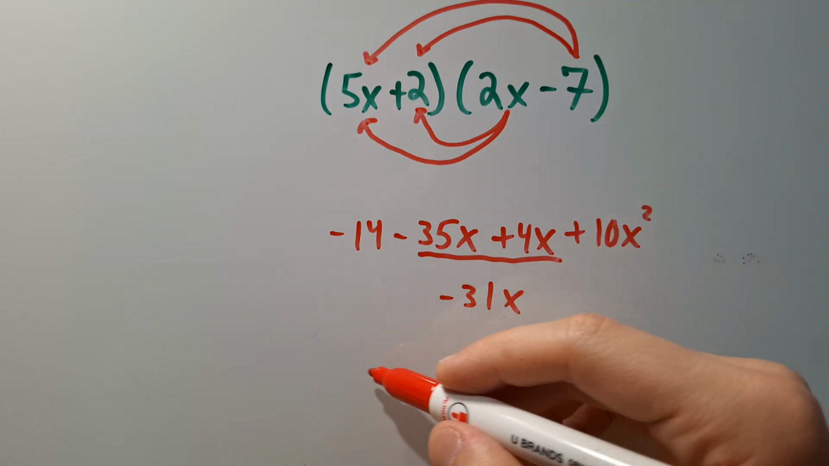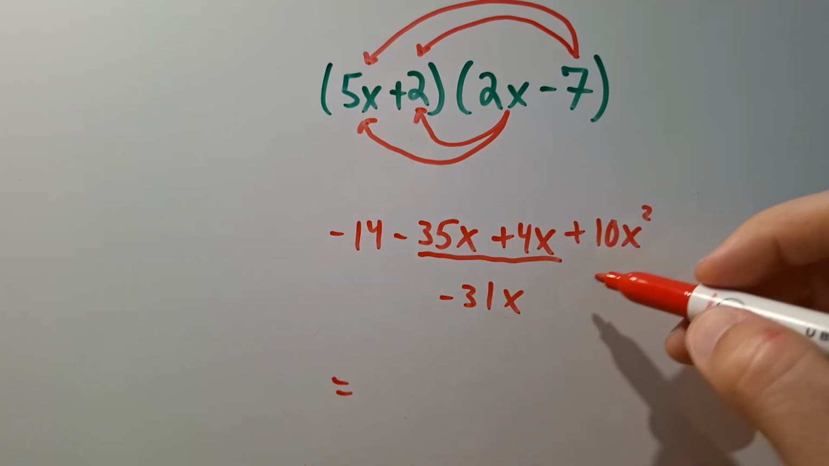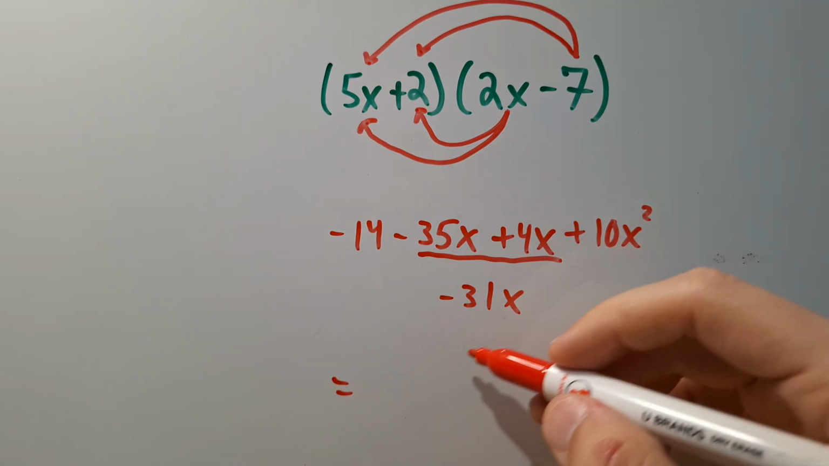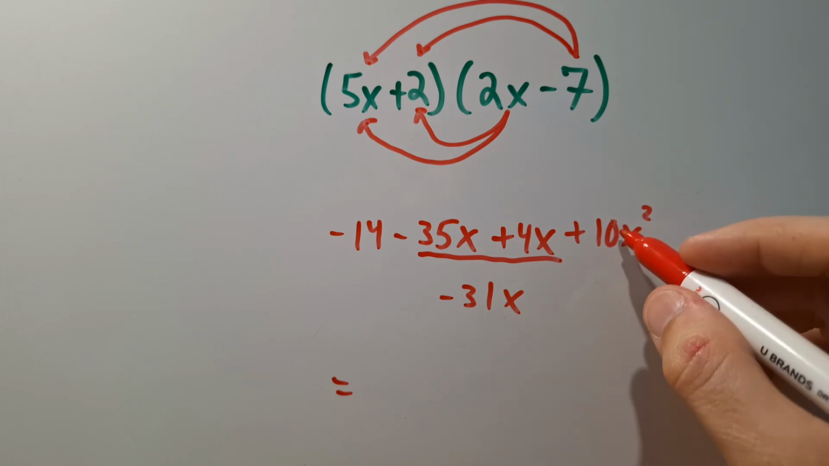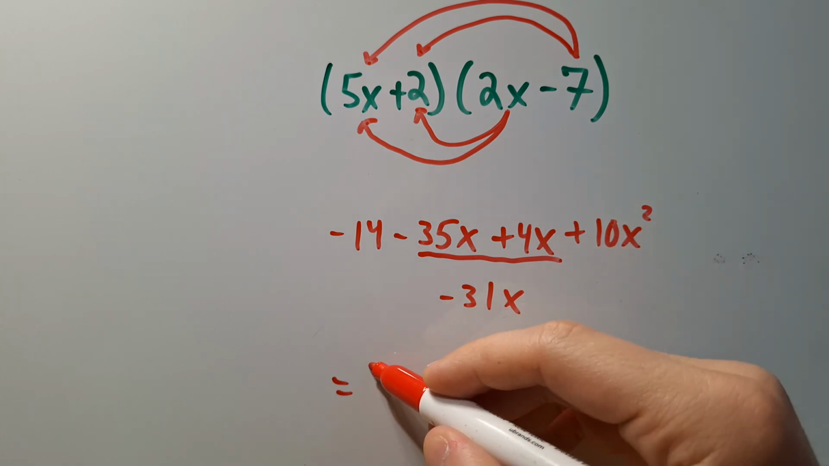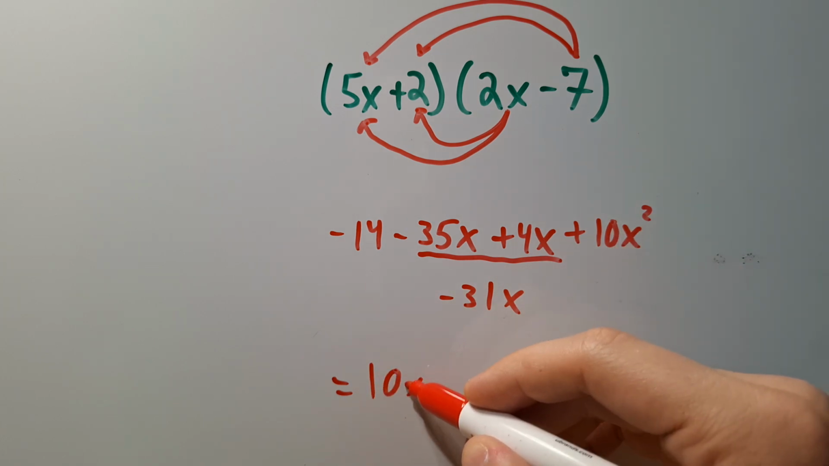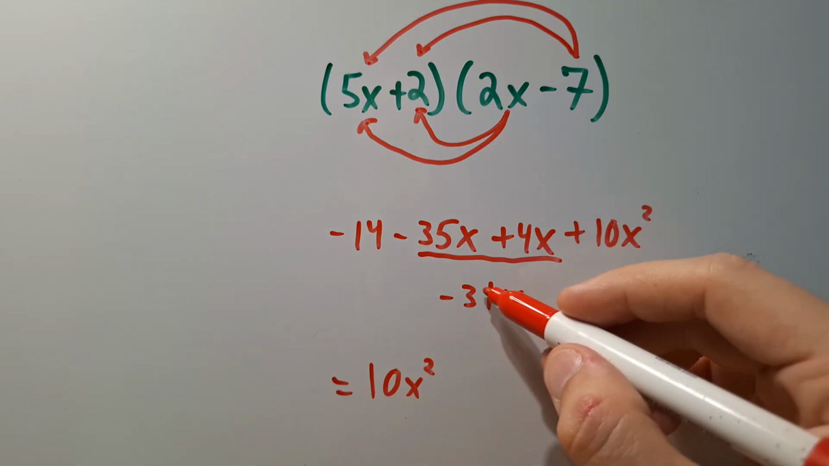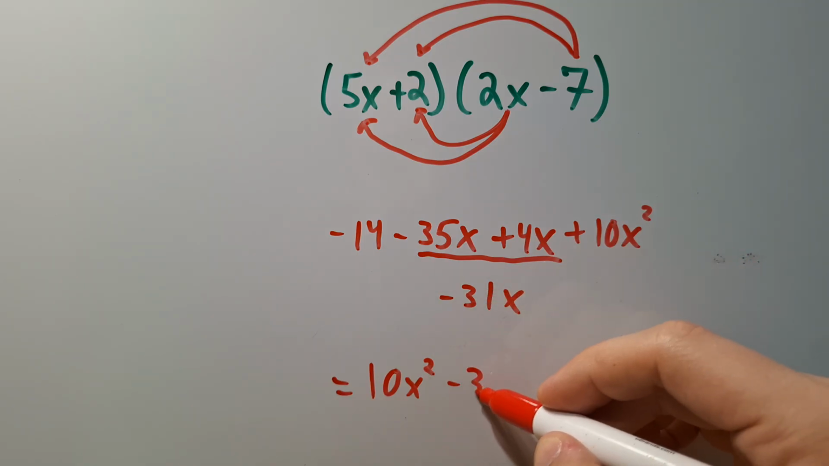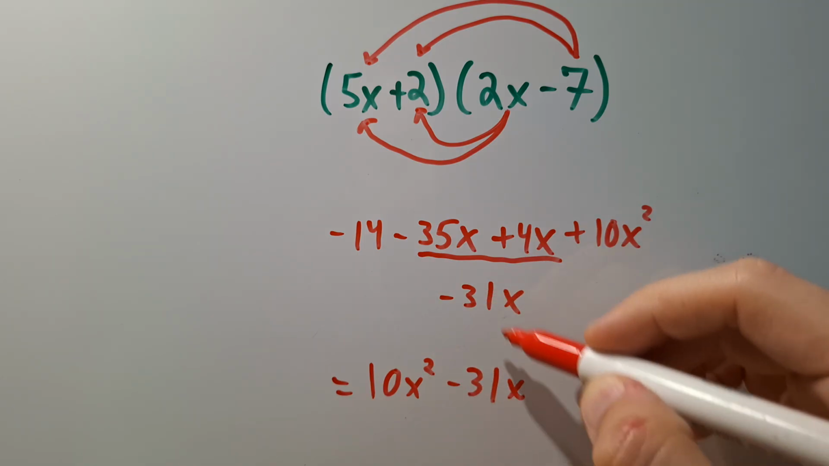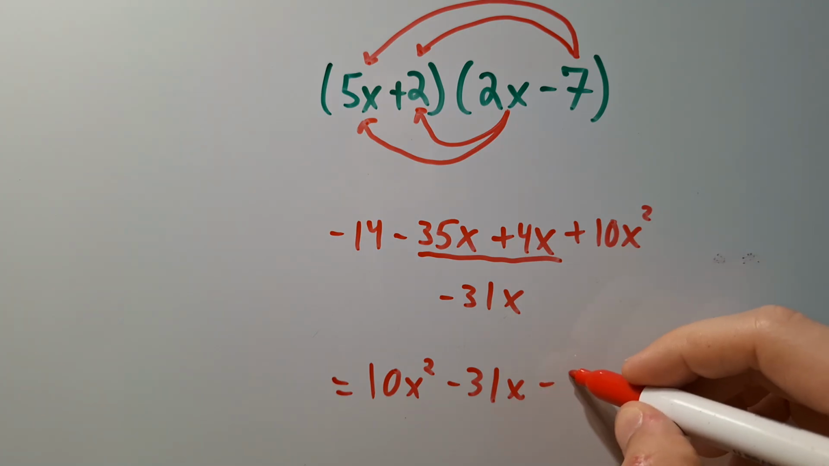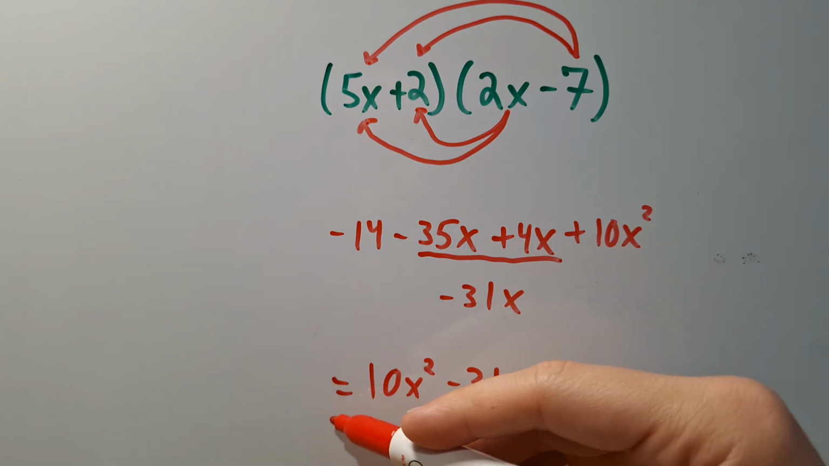At the same time, I'll do two things at once. I will write this polynomial in descending order, so this term is first, followed by this one, -14, and we're done.